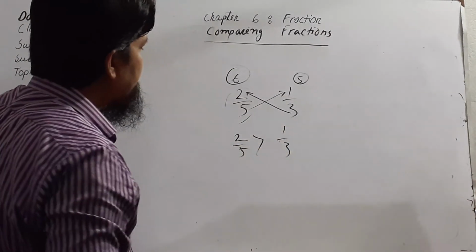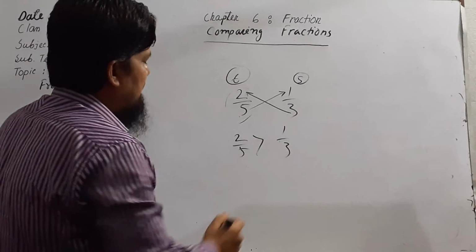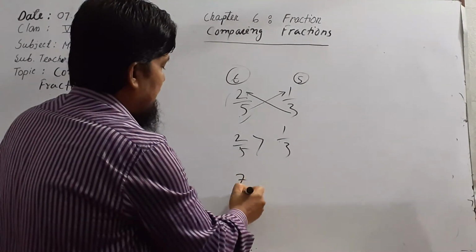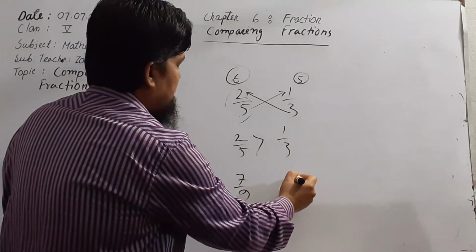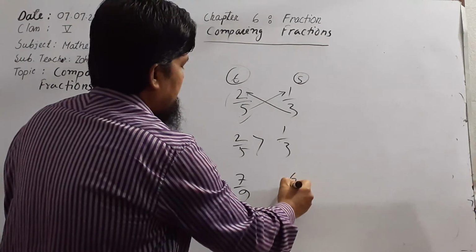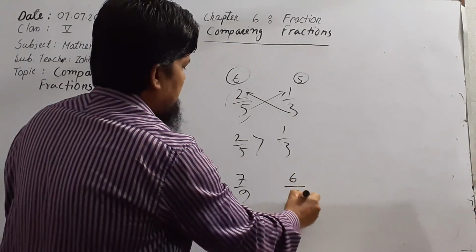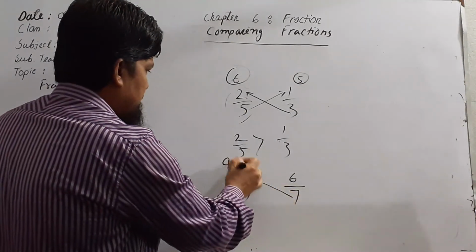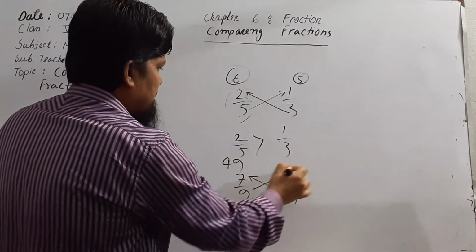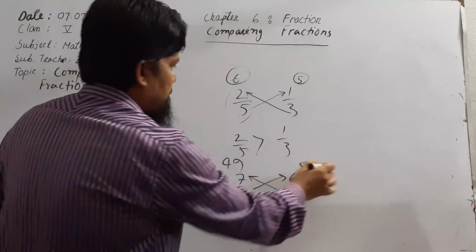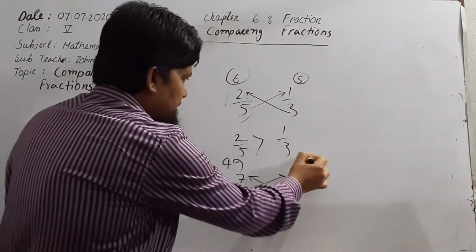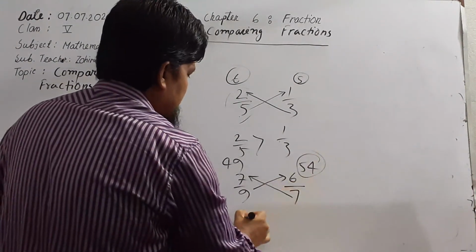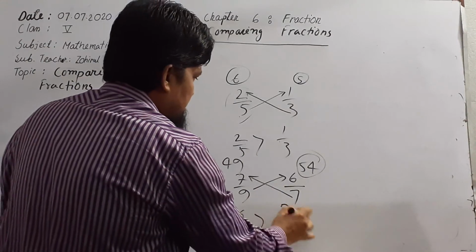Similarly, if I say 7 by 9 and 6 by 7, which one is greater? We will just multiply 7 into 7, 49, 9 into 6, 54. So which one is greater? 54 is greater. So this one is greater. 6 by 7 is greater than 7 by 9.